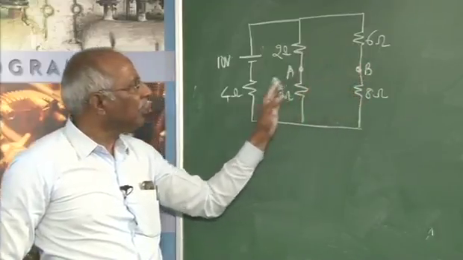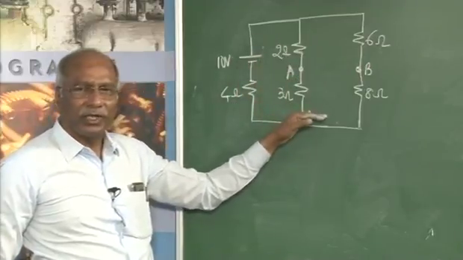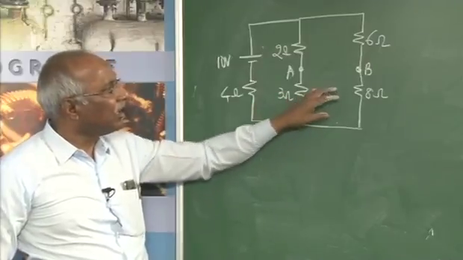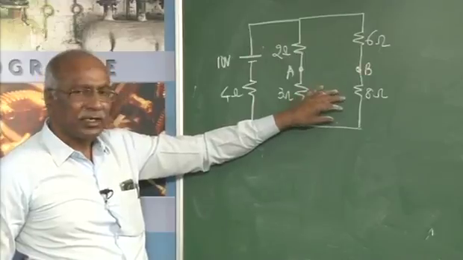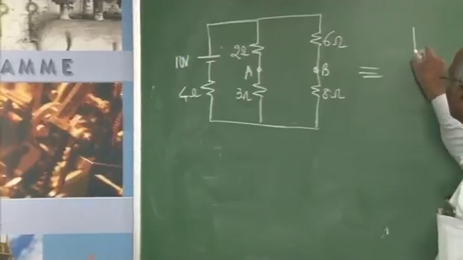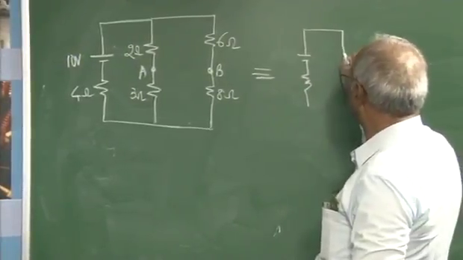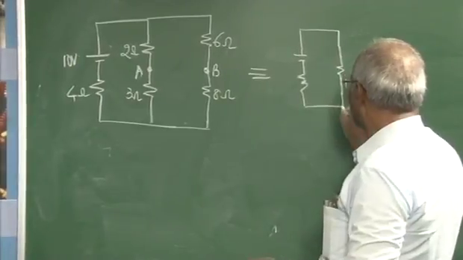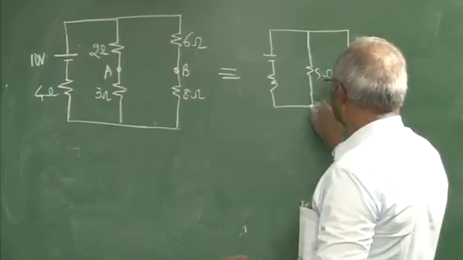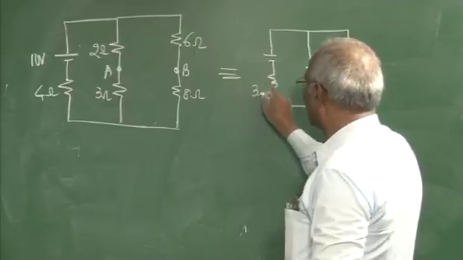That's one possible way. The other possible way is to find the current by going for loop equations also. Before that, I'll go for the usual network reduction technique, in which case this can be written as equal to, this will be one resistance. This is 5 ohm in parallel with 14 ohm. This will be 3 ohm.